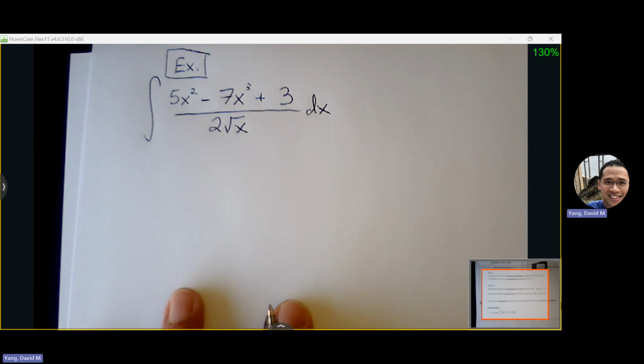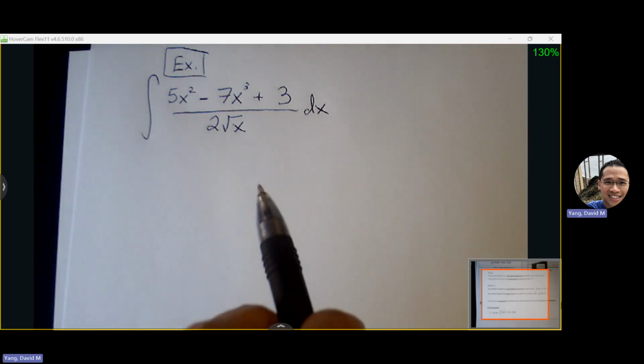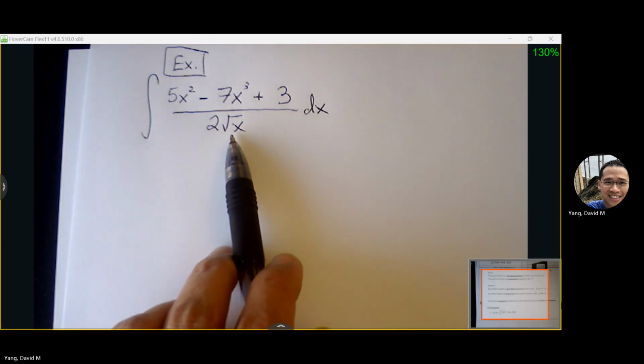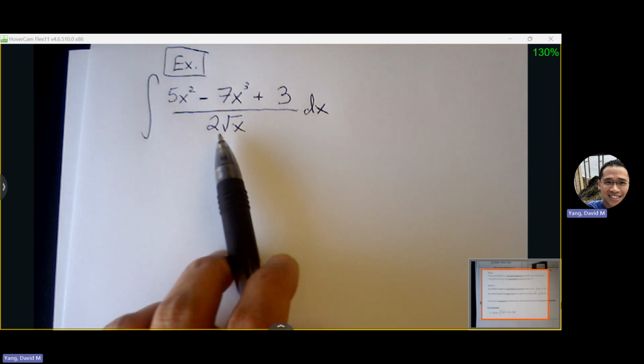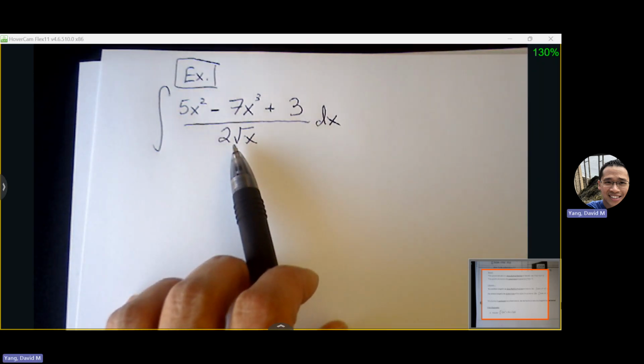Again, there's no quotient rule for antiderivatives. We have to rely on the power rule. But before we can apply the power rule, what would your first step be? Yeah, okay. Root x, that's x to the 1/2. But what should we do after that?